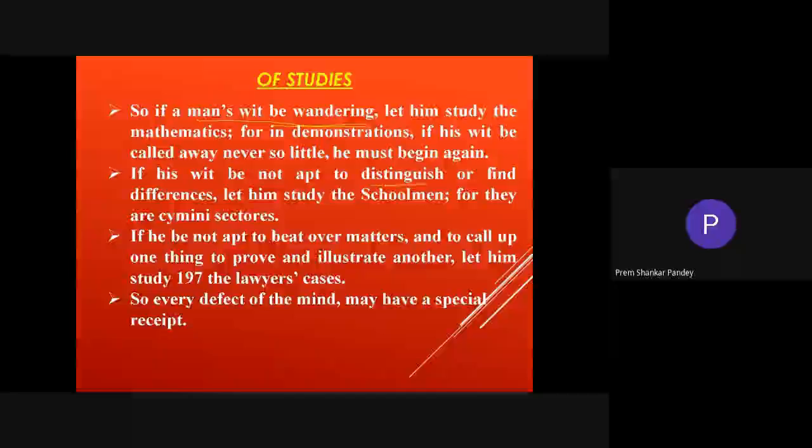Now he says, if the wit be not apt to distinguish or find differences. So if there is someone who is not able to distinguish between the good and the bad, who is not able to understand the difference between two unlike things, then let him study the schoolmen. Schoolmen indicates here philosophers. So let him study the philosophers. Then his mind will get different types of infusions in different sectors of the mind. So they should read the schoolmen, the philosophers.